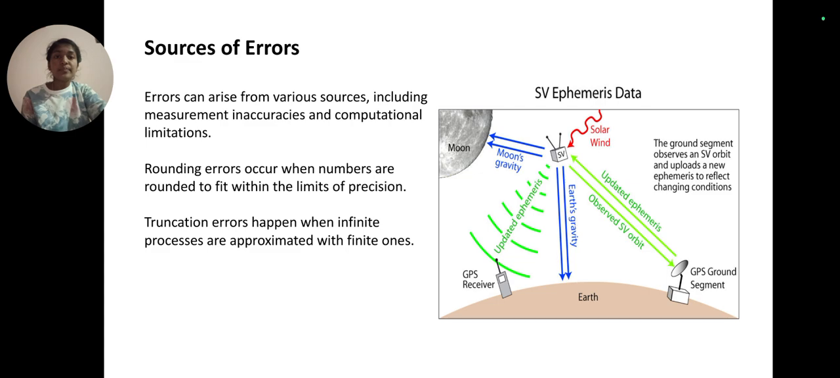Sources of errors. Errors can arise from various sources including measurement and computational limitations. Rounding errors occur when numbers are rounded to fit within the limits.